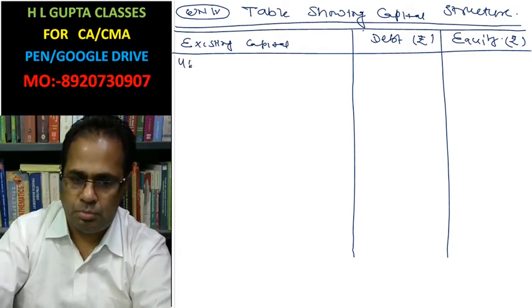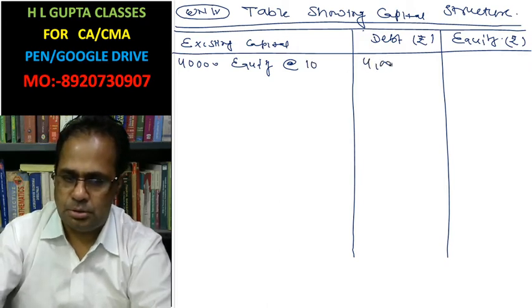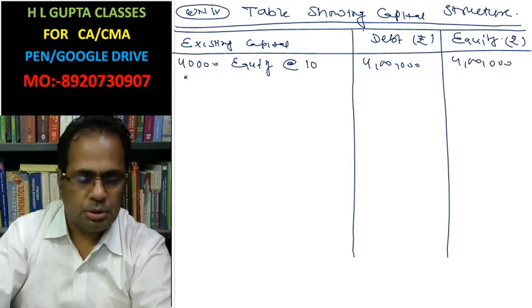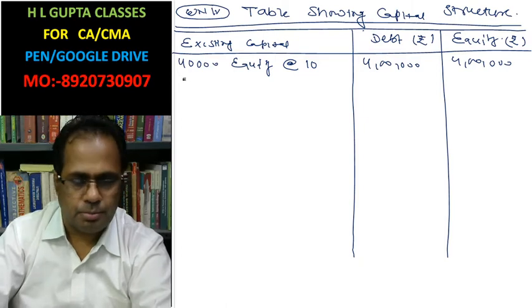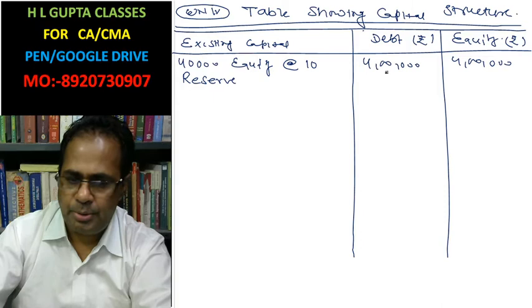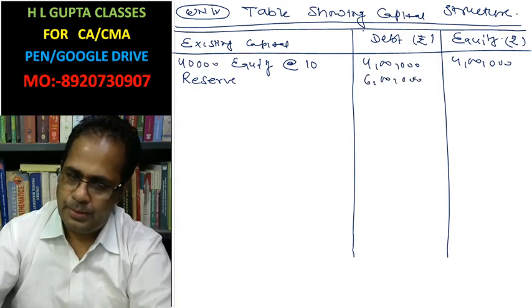Now, 40,000 equity at the rate of 10. This is 4 lakh. Now, reserve. Reserve you have 6 lakh rupees.